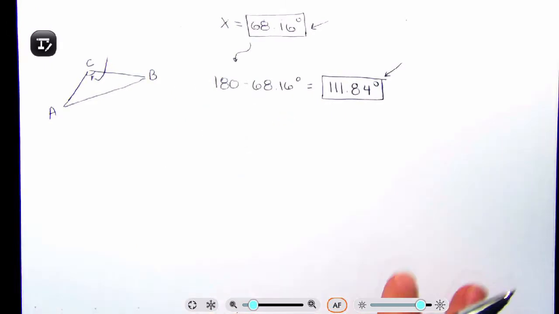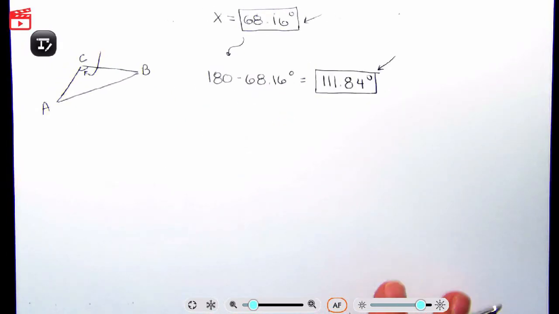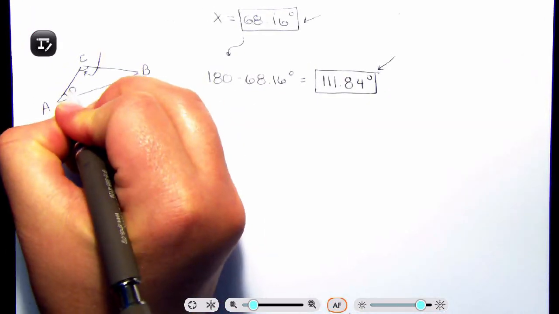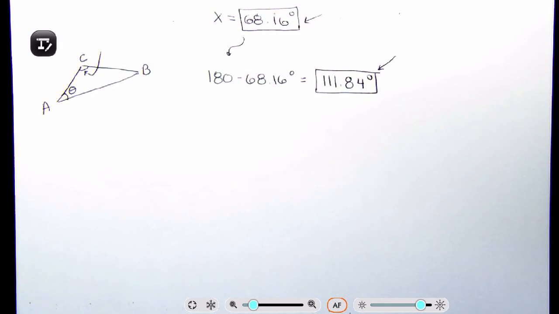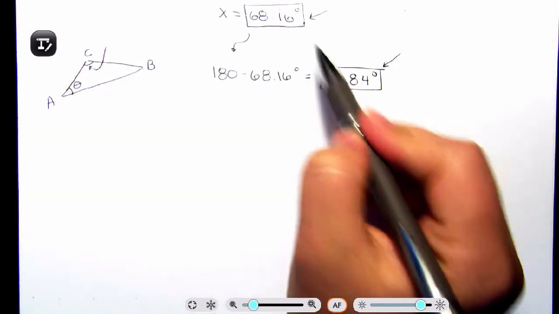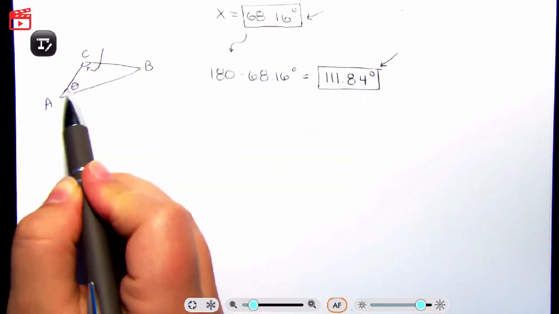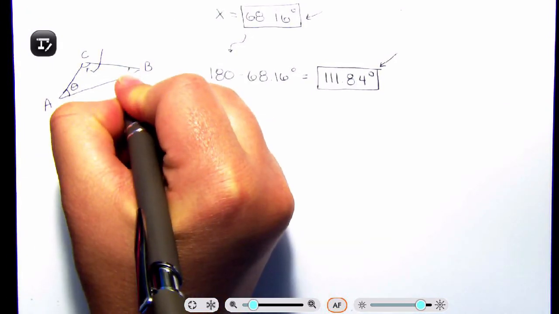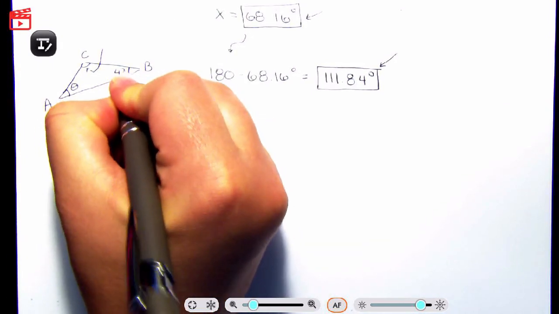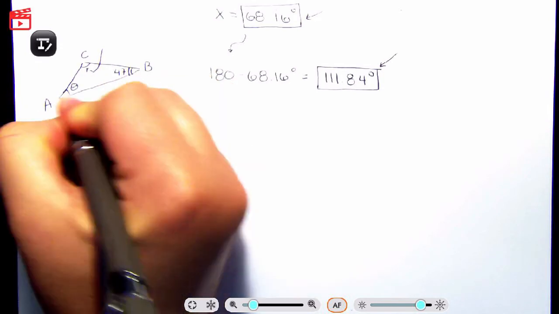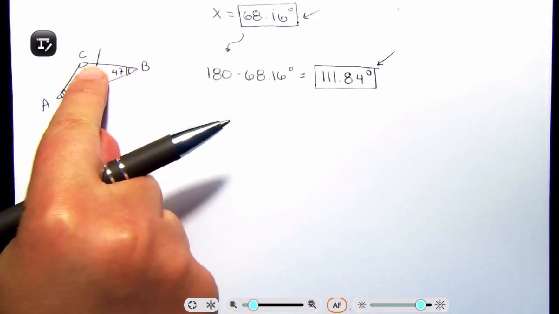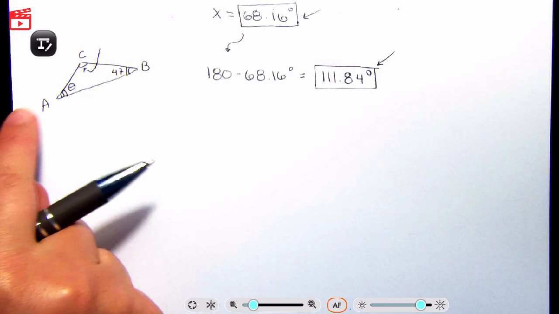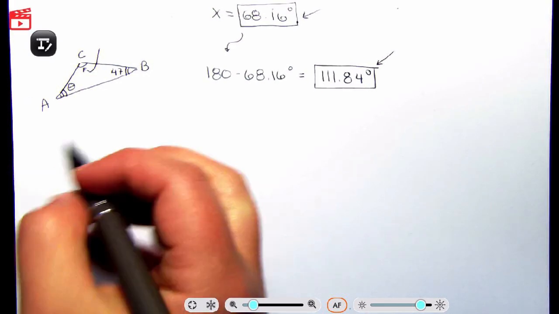However, that's not what we need. That's not what the question is asking us. The question is asking us for angle A, or what we called angle theta. So in order to figure this out, we're going to take these two possible angles and see what angle theta could be. We know that the measure of angle B is 47 degrees. Then we need to know the measure of angle C. So we have two options, which means the measure of angle A is going to have two options as well.